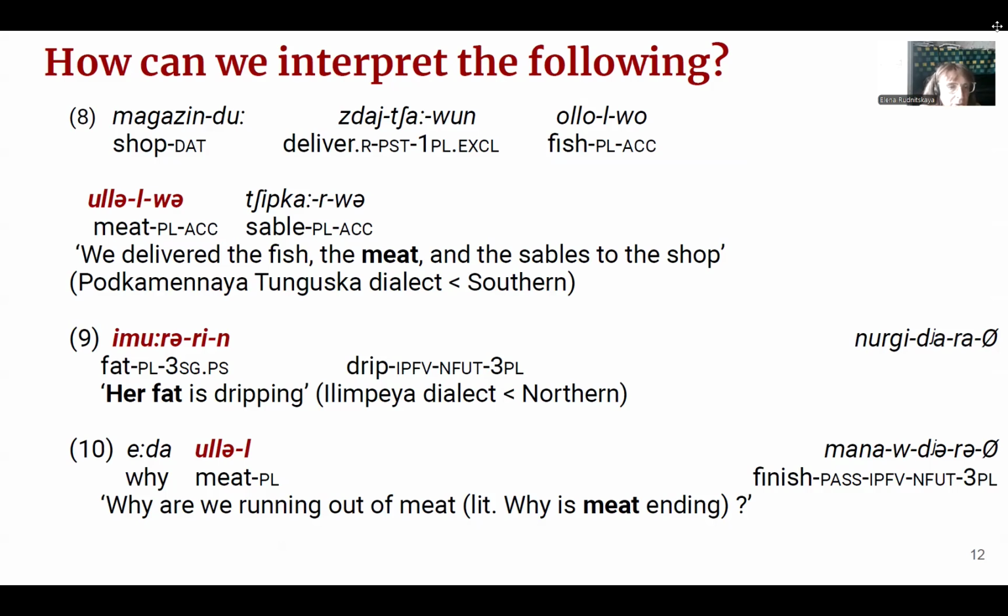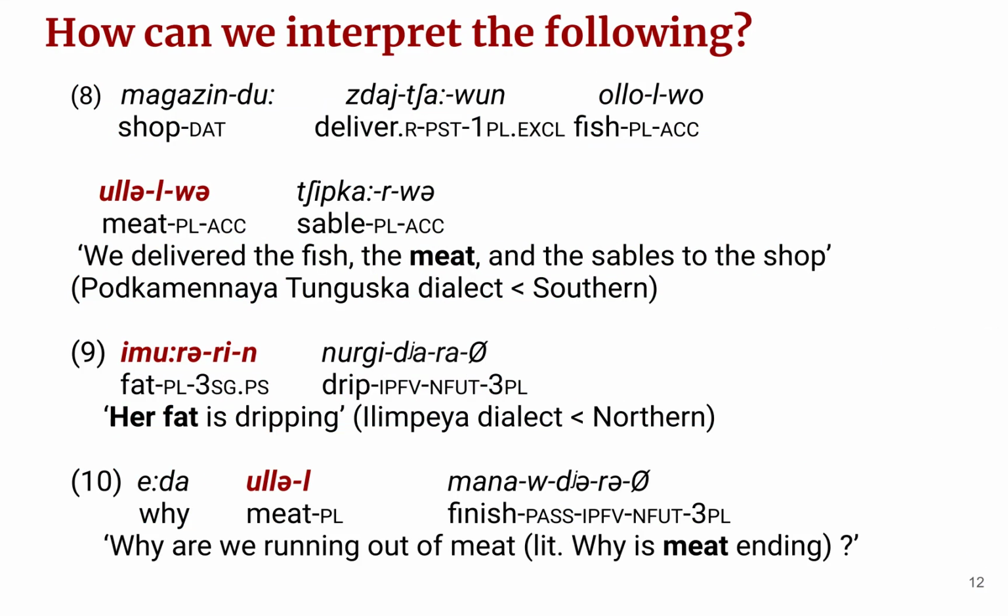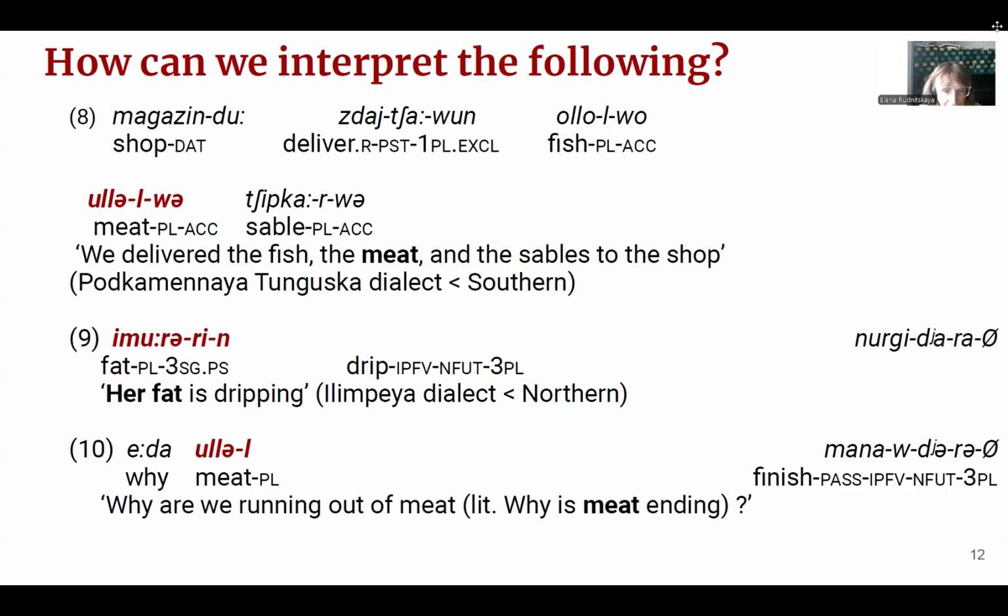It doesn't denote that there are pieces of meat. This is the distributive interpretation, and it doesn't mean that there are different sorts of meat. And the same holds of 9 with the noun fat, and 10.